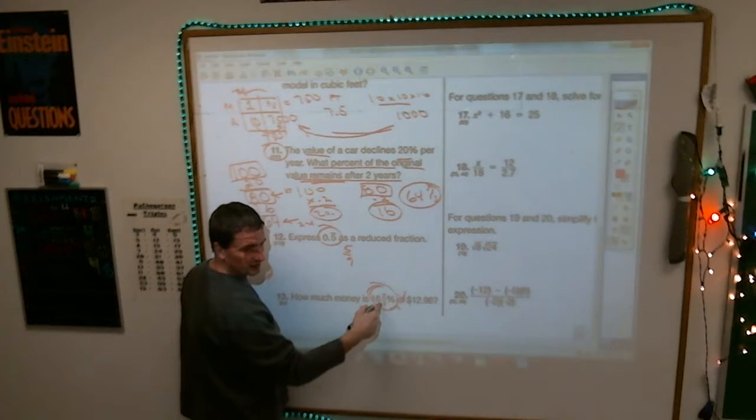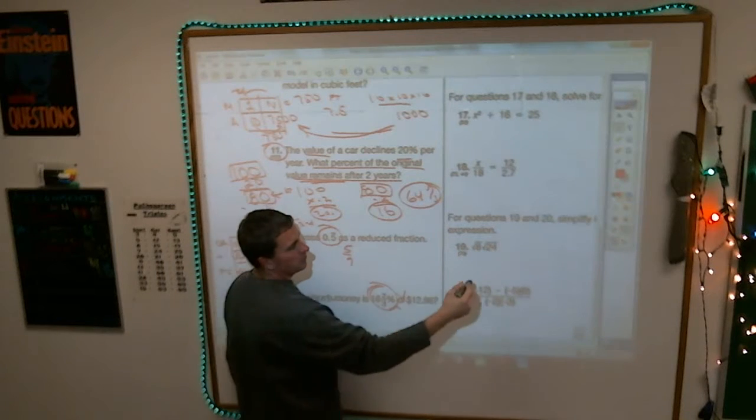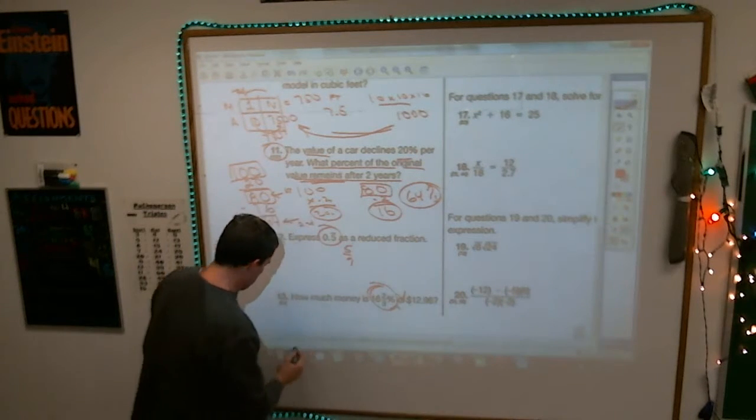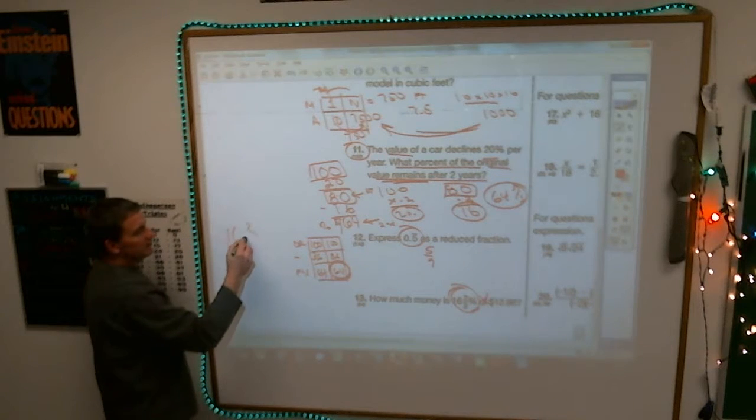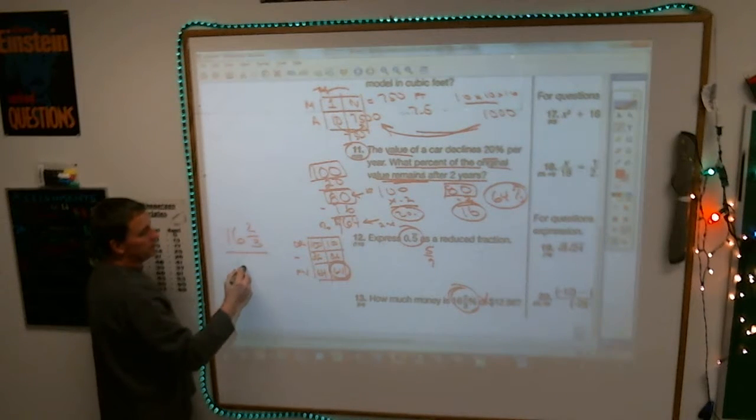If I don't know what that is, how do I make that a fraction? No one? Exactly, because what is this? You know percent means over 100. So I'm going to do it over to the side. You take 16 2/3 and put it over 100, because that's what 16 2/3 percent is: 16 2/3 out of 100.